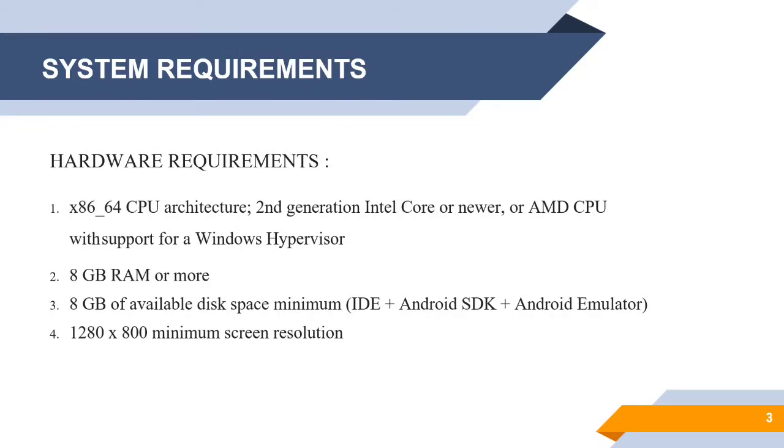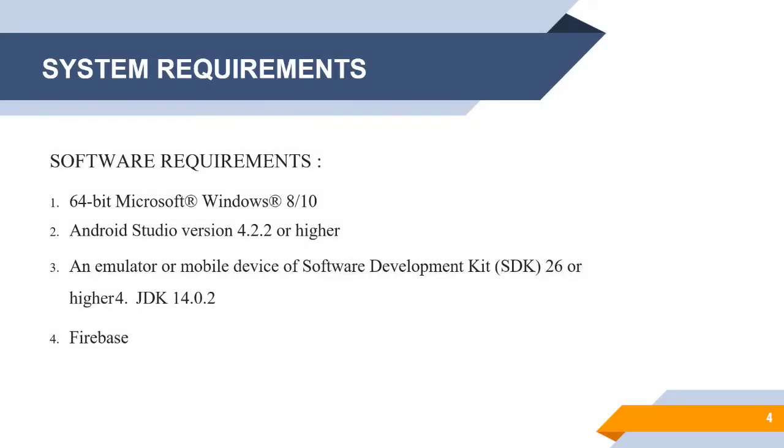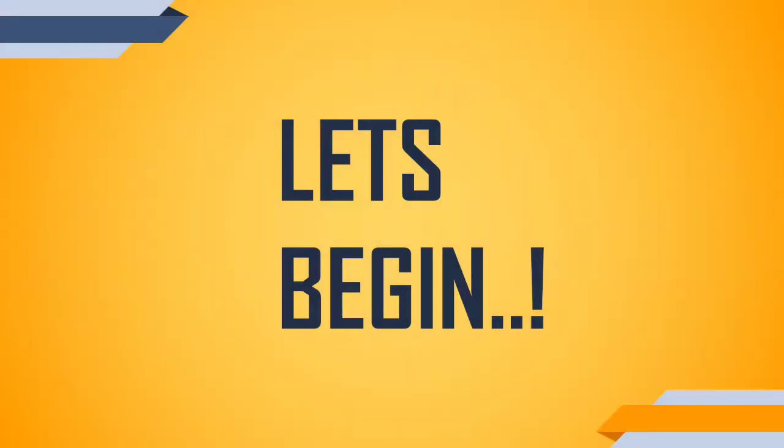Some of the system requirements that we need for implementation of this project are hardware requirements like Intel Core of second generation or more, and desktop with 8 GB RAM or more, and we need to have an Android setup with IDE, SDK, and emulator. Software requirements like 64-bit Microsoft Windows and Android Studio version 4.2.2 or higher, and an emulator and JDK setup along with Firebase for database. So let's begin with the project.